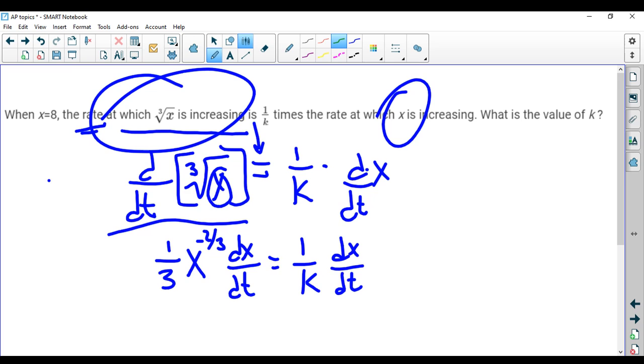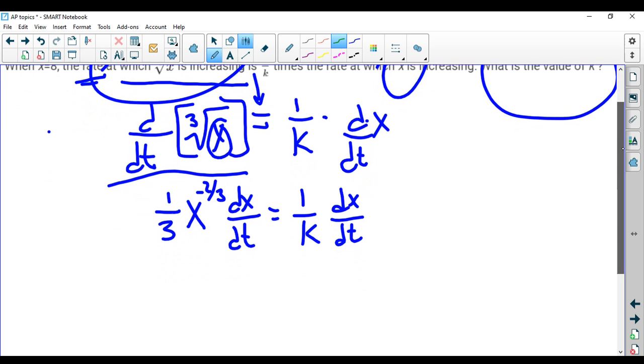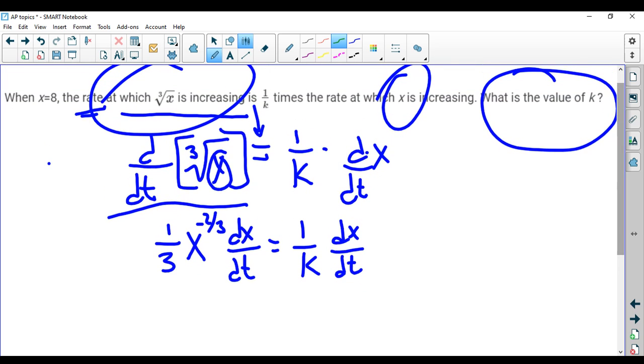So now we have to, they're asking for what the value of k is. We have all these variables, but you can see here that we have a dx dt on both sides, and it's a factor on both sides, so it does cancel. So we're left with a k and an x. So if you look back, it says x equals 8, so we should be able to solve for k now.